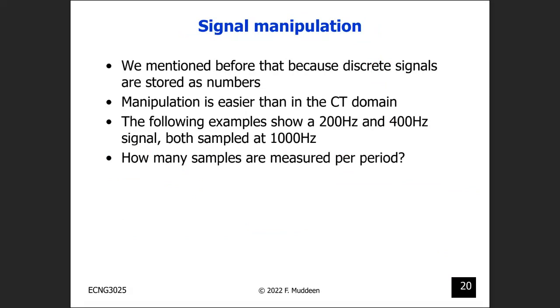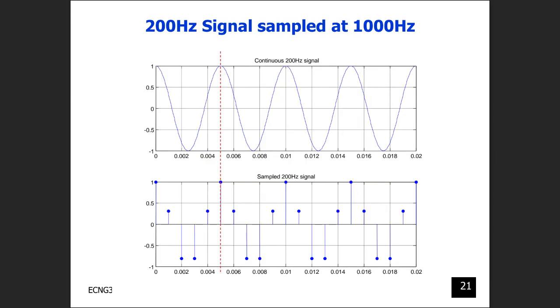So, signal manipulation. One of the things we mentioned is that discrete time signals, because they're stored as numbers, we can do a lot of manipulation that we can't do in the continuous time domain. So I'm going to show you a couple of slides now where one is a 200 hertz signal and one is a 400 hertz signal, and they are both sampled at 1,000 hertz, meaning that I looked at them and took a value every 1,000th of a second. All right, so here's the first one. The top one is continuous time, a 200 hertz signal.